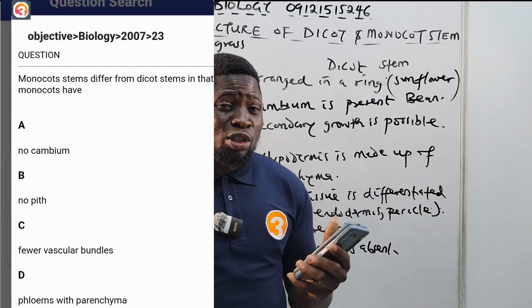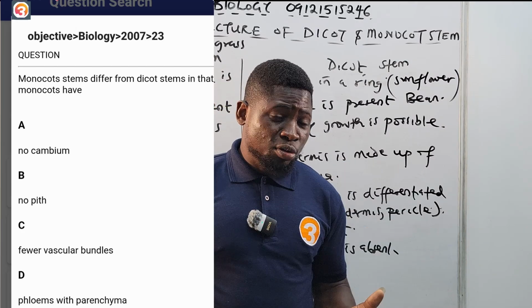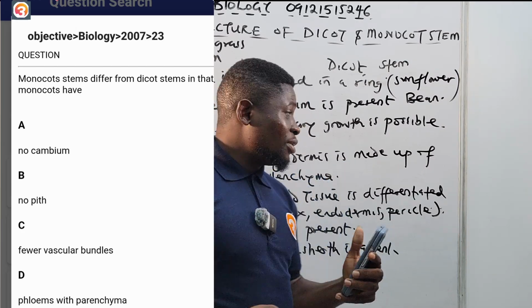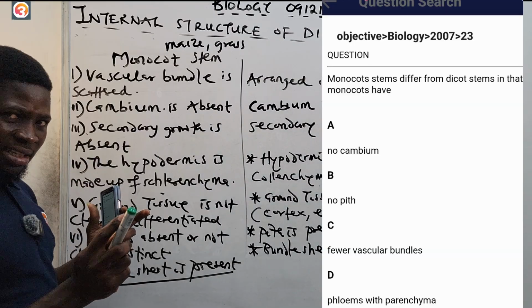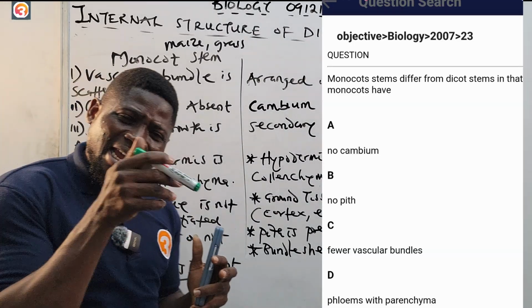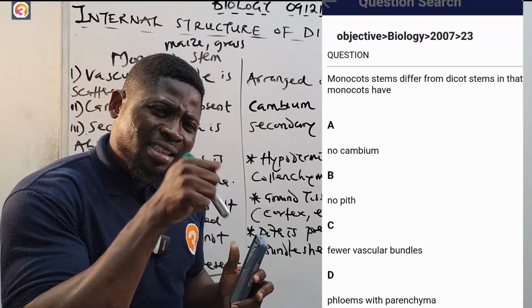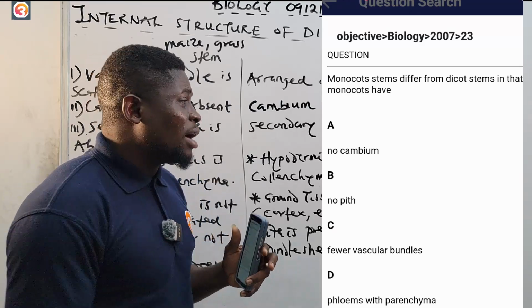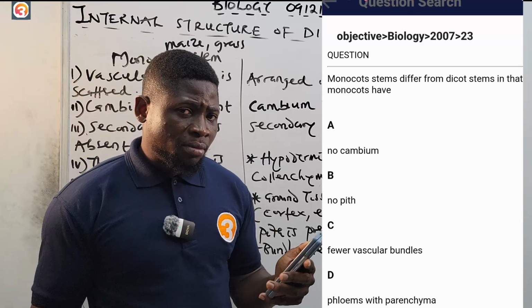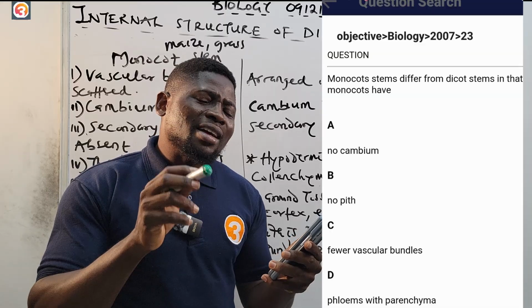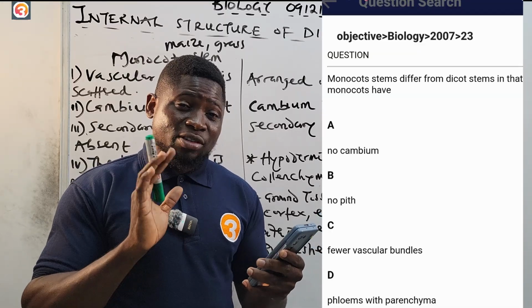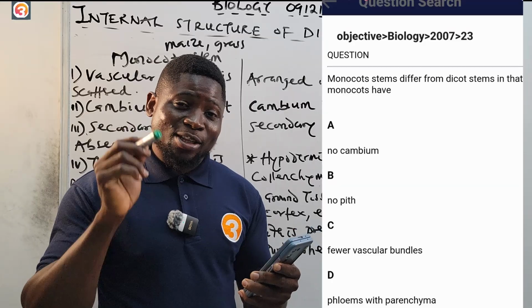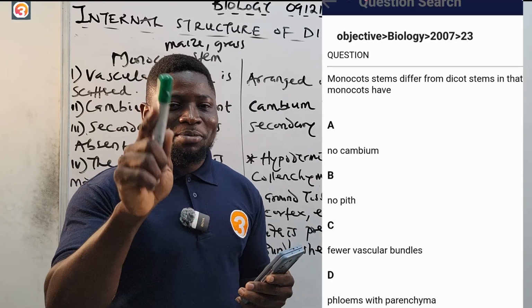You see how JAMB sets questions. They want to confuse you. What we said about the pith is that it is absent or not clearly distinct, which means it may be present, just that it is not clearly differentiated. If you pick pith, you have failed the question. This one says fewer vascular bundles. This one says fluence with parenchyma. The answer is looking at you, and I am looking at you too. So please give me the answers in the comment section.